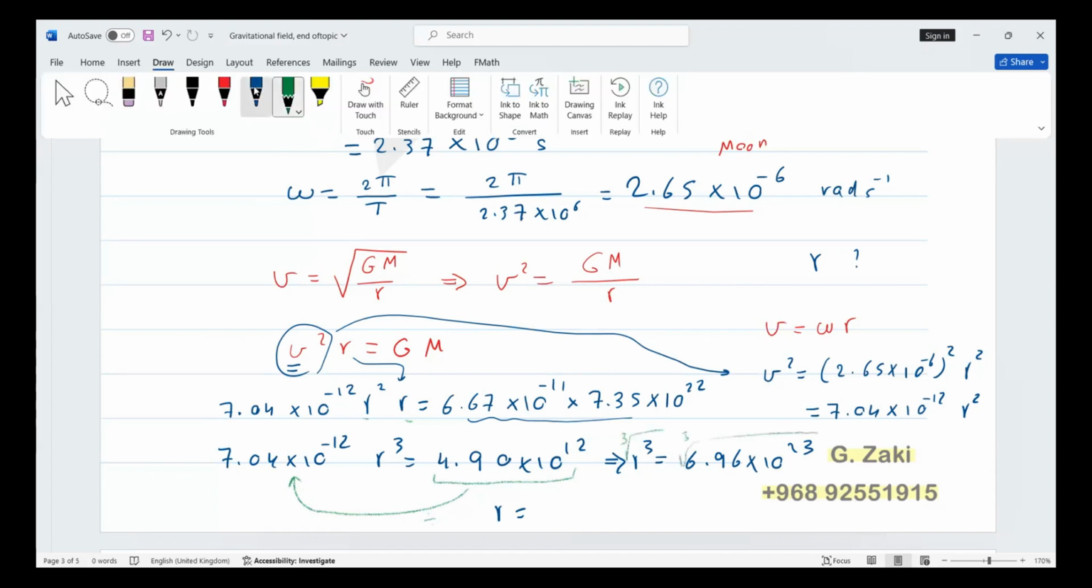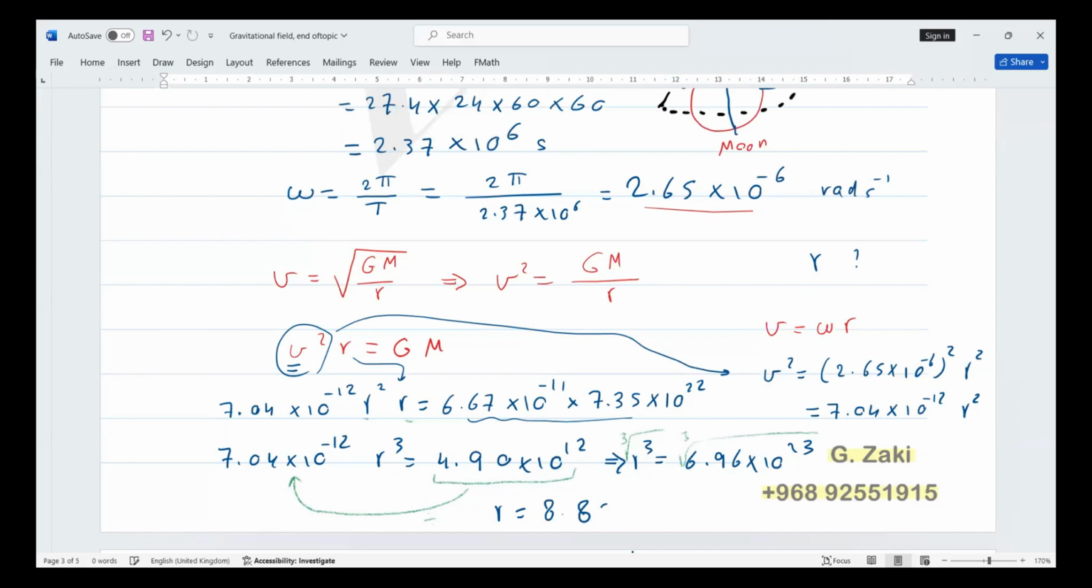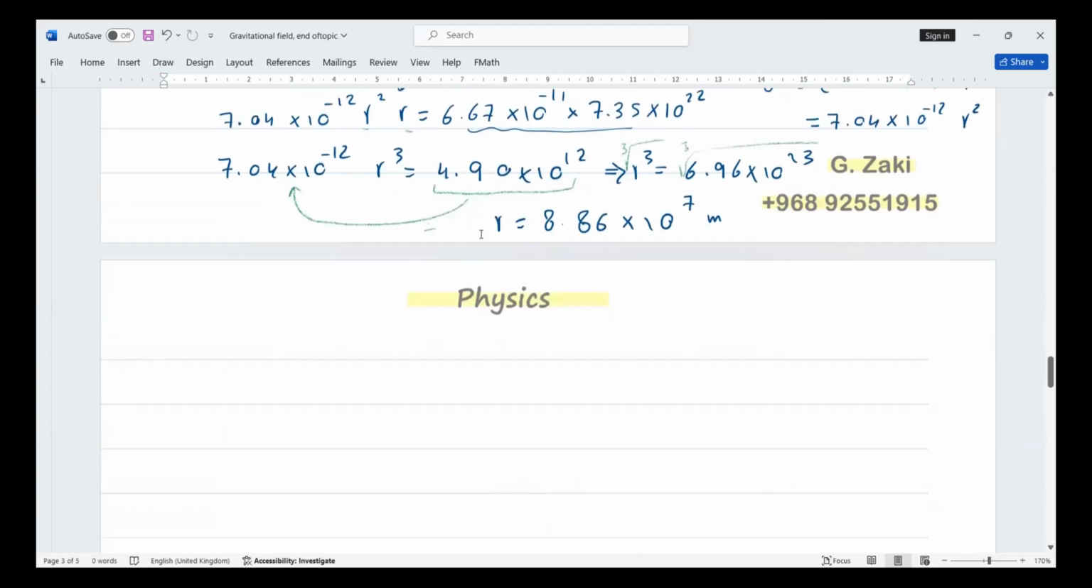By using the calculator, we just write the cubic root of the answer. So the answer is 8.86 multiplied by 10 to the power 7 meters. This is the answer of this question. This is number 5, okay, guys?